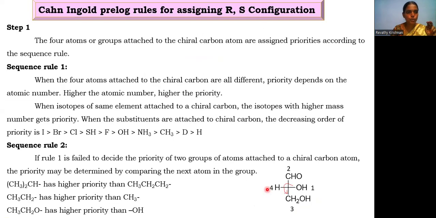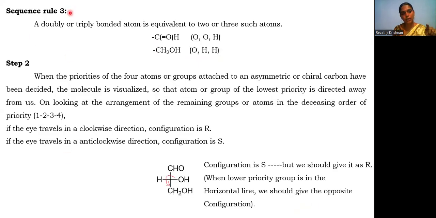And these are the sequence rules: this is the first sequence rule, the second sequence rule, and this is the third sequence rule. In the first step, we had seen the three sequence rules. After that, the second step. When all the priorities of the four atoms or groups attached to the chiral carbon have been decided.